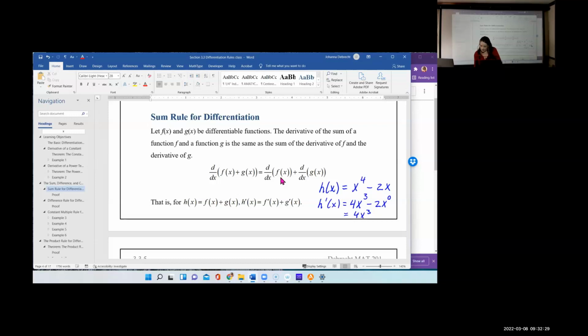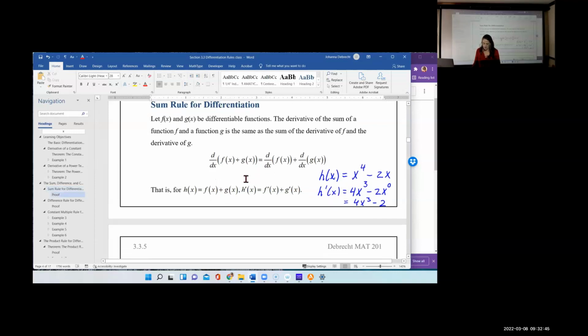Anybody remember? Yes, just 1. Good. So it is just 1. So it becomes 4x cubed minus 2. All right. So the derivative of the sum is the sum of the individual derivatives.